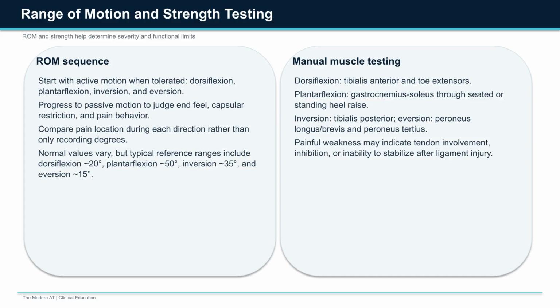ROM and strength help define severity and tolerance. Start with active dorsiflexion, plantar flexion, inversion, and eversion if tolerated, then progress to passive motion to assess end feel and pain behavior. Track where pain occurs, not just the number of degrees. Strength testing should include dorsiflexion, plantar flexion through heel raise when safe, inversion for tibialis posterior, and eversion for the peroneals. Painful weakness may suggest tendon involvement, inhibition, or poor stability after ligament injury.